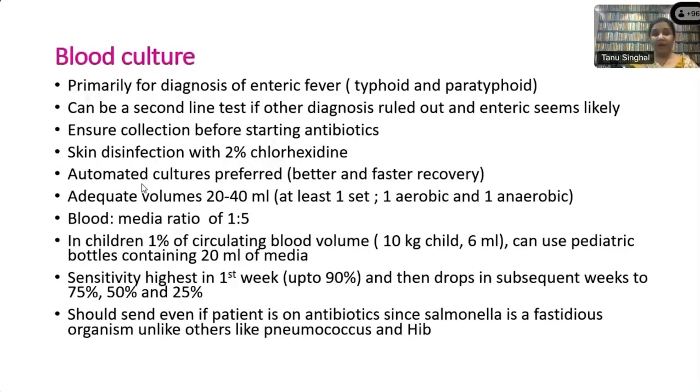Now, blood culture, which is the main test we do in acute undifferentiated fevers for diagnosis of enteric fever. It can be a second line test if other diagnoses are ruled out and enteric seems likely, because sometimes it's an expensive test. So you initially just do your CBC, CRP, dengue, and malaria, and if others are not there, and enteric is likely, then you do a blood culture. Again, you have to follow precautions, collect the specimen properly, collect adequate volume. That means for an adult, it is 20 to 40 ml, one set, and the automated systems are better.